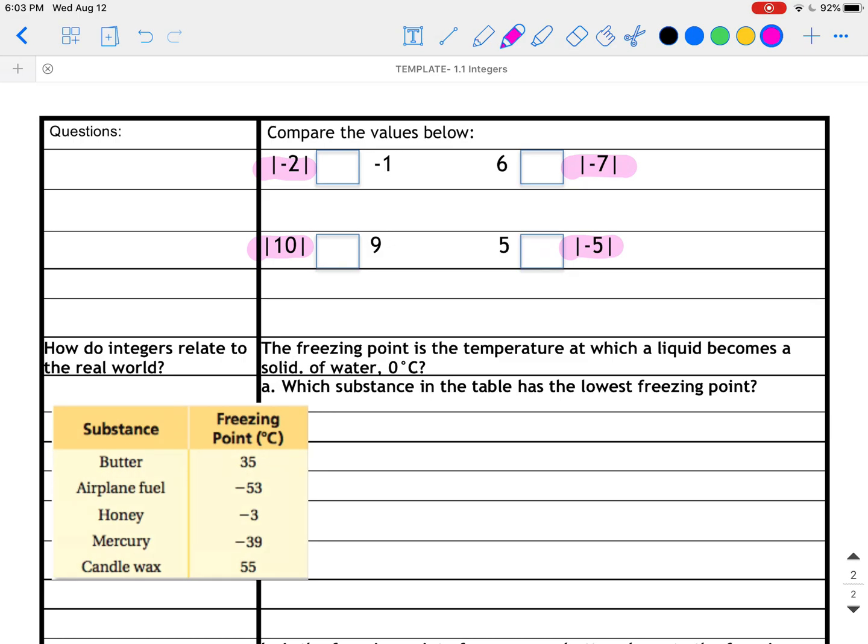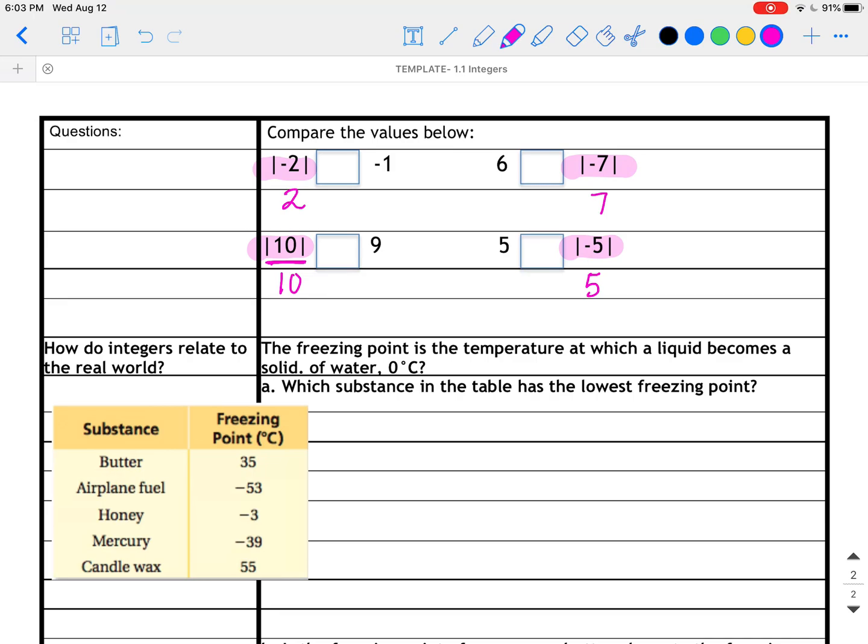So the absolute value of -2, remember, the distance from 0 to -2 is going to be 2. The distance from -7 to 0 is going to be 7. The distance from 0 to 10, or 10 to 0, is going to be 10. And the distance from -5 to 0, or vice versa, is going to be 5. Those are all positives.